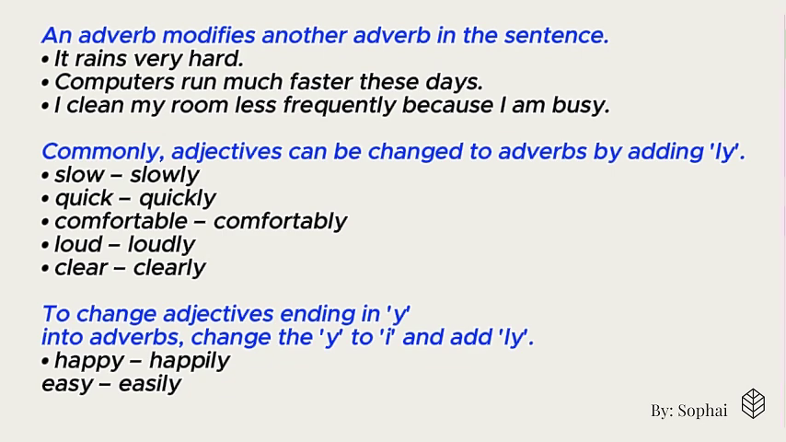Commonly, adjectives can be changed to adverbs by adding ly. Slow, slowly. Quick, quickly. Comfortable, comfortably. Loud, loudly. Clear, clearly. To change adjectives ending in y into adverbs, change the y to i and add ly. Happy, happily. Easy, easily.